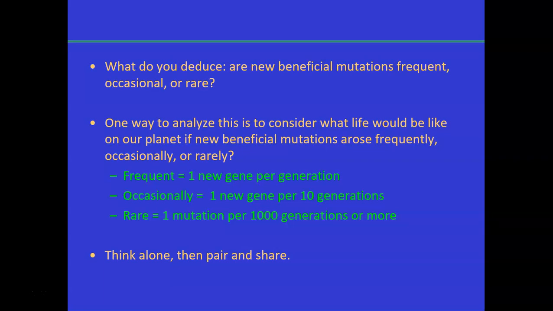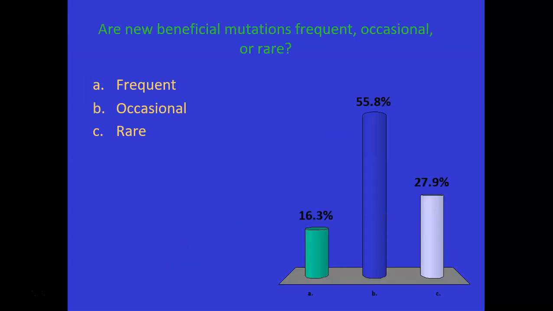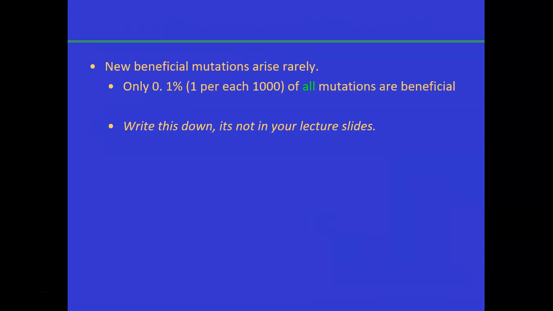Okay, welcome back. Let's find out what's going on. So these were your choices. This is how most students respond. They're like, not sure. Let me guess the one in the middle. So they went with occasional. And in fact, this would not be the best choice. In fact, the answer is that new mutations that are beneficial are exceedingly rare. It's only about 1 per every 1,000 generations, or 1 per every 1,000 mutations are going to be beneficial.